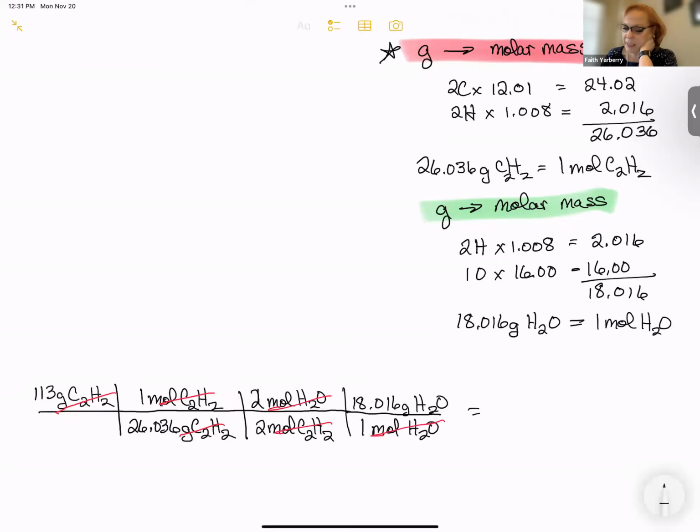So now we're ready to key this into the calculator. 113 divided by 26.036 times 2 divided by 2 times 18.016 is equal to 78.192, or in other words, 78.2 grams of H2O. Now, folks, I want to introduce a new term at this point.